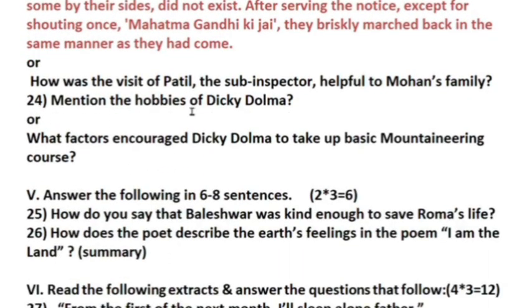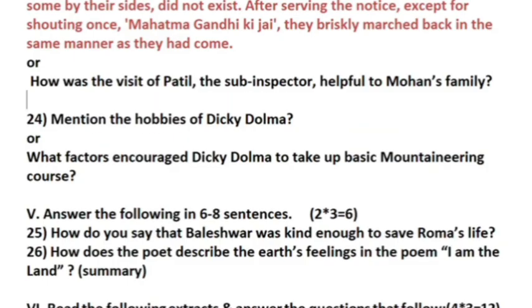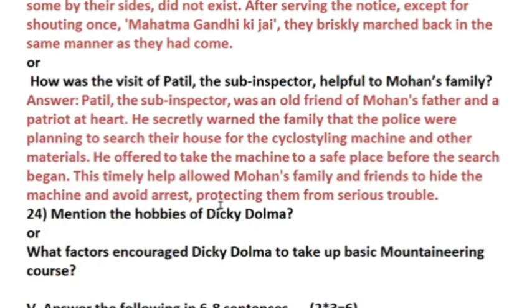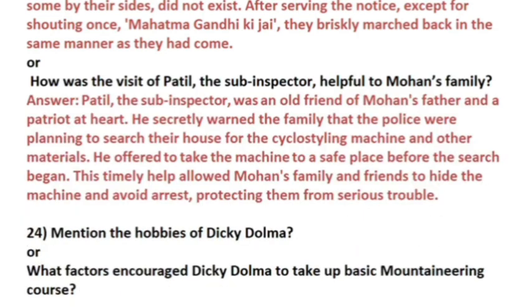Our next question. How was the visit of Patil, the sub-inspector, helpful to Mohan's family? Answer: Patil, the sub-inspector, was an old friend of Mohan's father and a patriot at heart. He secretly warned the family that the police were planning to search their house for the cyclostyling machine and other material. He offered to take the machine to a safe place before the search began. This timely help allowed Mohan's family and friends to hide the machine and avoid arrest, protecting them from serious trouble.